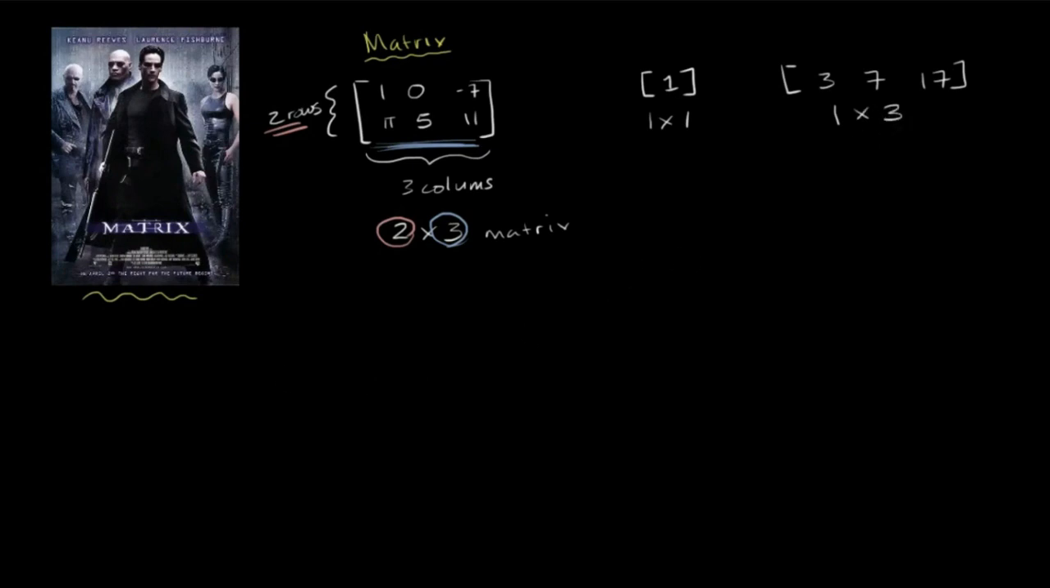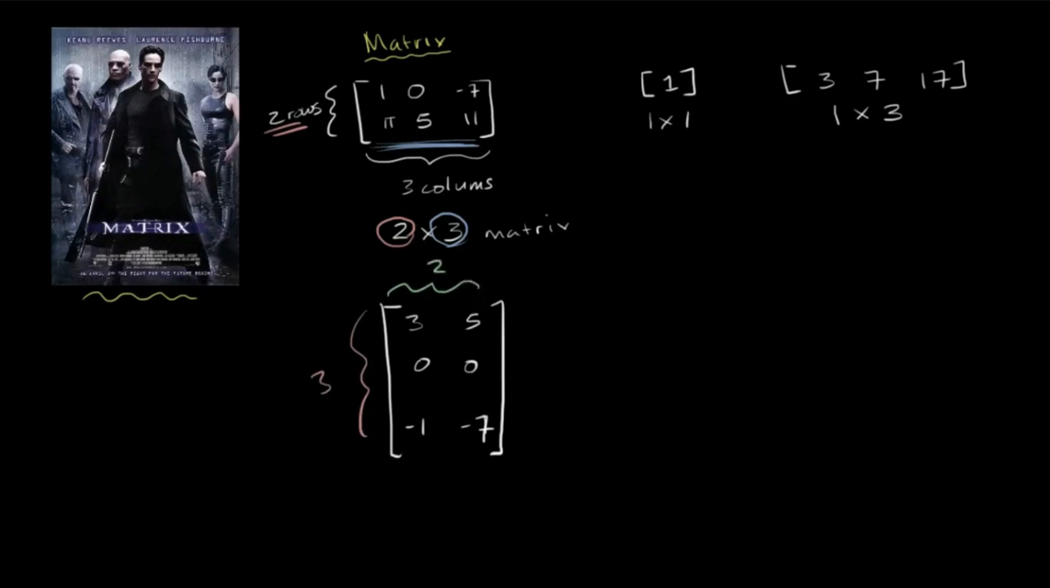I could have a matrix, and I think you see where all of this is going. Figuring out the dimensions of a matrix is not too difficult. I could have a matrix that looks like this, where it's 3, 5, 0, 0, -1, -7. This right over here has 3 rows, so it's 3 rows, and it has 2 columns. So we would call this a 3 by 2 matrix. 3 rows and 2 columns.